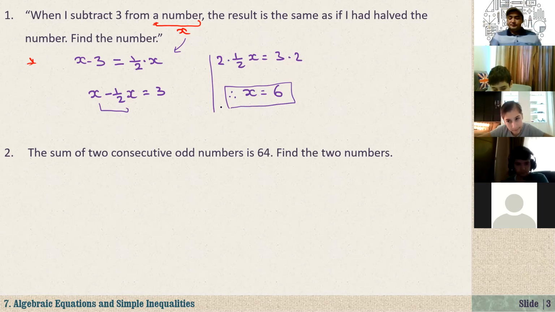Tariel, read question 2. The sum of two consecutive odd numbers is 64. Find the numbers.